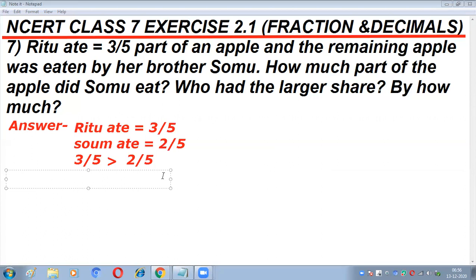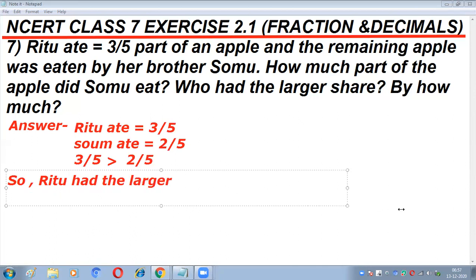So I'll start from here. Ritu had the larger share. See here, 3 by 5 is greater. So 3 by 5 is Ritu. Okay, 3 by 5 part was eaten by Ritu. So Ritu had the larger share.